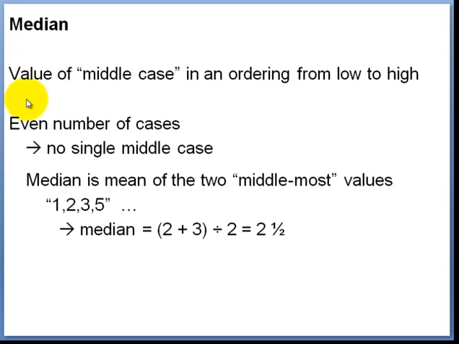As you know, the median is the value of the middle case in an ordering from low to high. If there are an even number of cases, there is no single middle case. In this situation, the median is the mean of the two middlemost values. So consider these values: 1, 2, 3, and 5. The two middlemost values are 2 and 3. We sum these and divide by 2, and our median computes to 2.5 for this data.